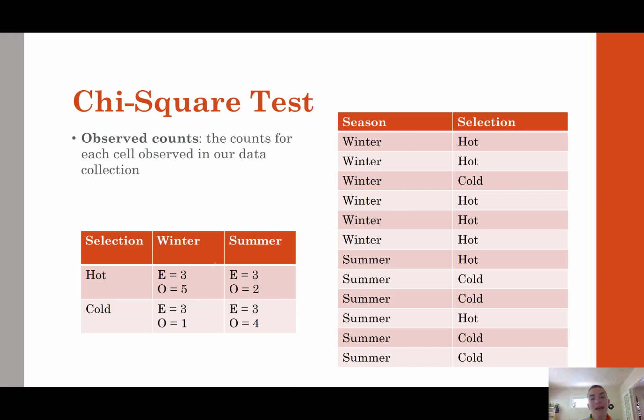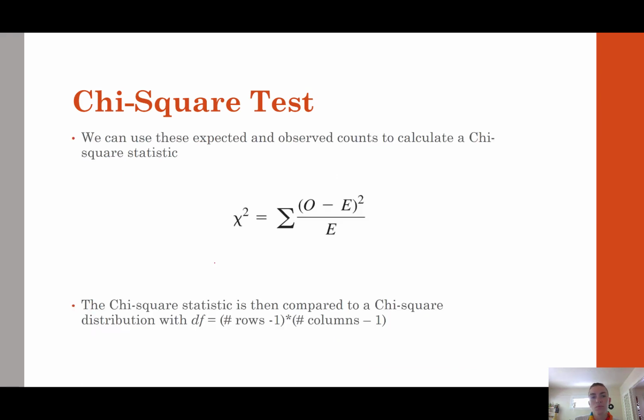So just looking at these counts, you can see that the observed counts are different than the expected counts. And you can see that it does appear that people more often ordered hot coffee in the winter and cold coffee in the summer. But let's calculate a statistic, right? We are in a statistics course. We will calculate a statistic that will allow us to see if this effect is significant, or if we're able to reject the null hypothesis.